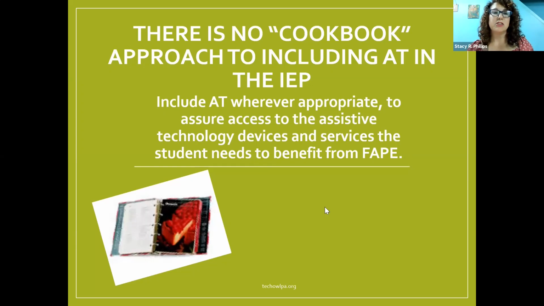Okay. So on this screen, there is a picture of a cookbook and it says, there is no cookbook approach to including assistive technology in the IEP. So include it wherever it seems appropriate to assure access to the assistive technology devices and services the student needs to benefit from a free and appropriate public education, or FAPE. That's what it's referred to. You can't add it in too many places because it needs to be clear that this is an important part of the education process. And there are no cookie cutter ways of doing it.